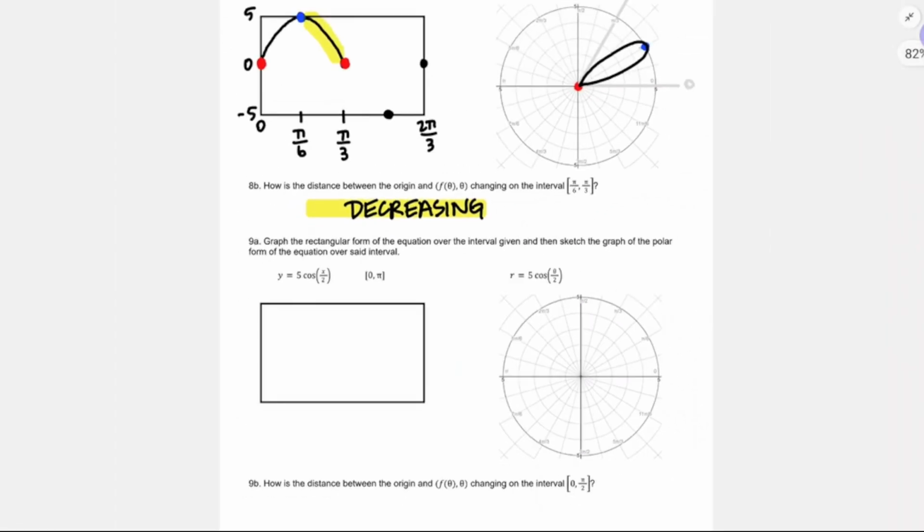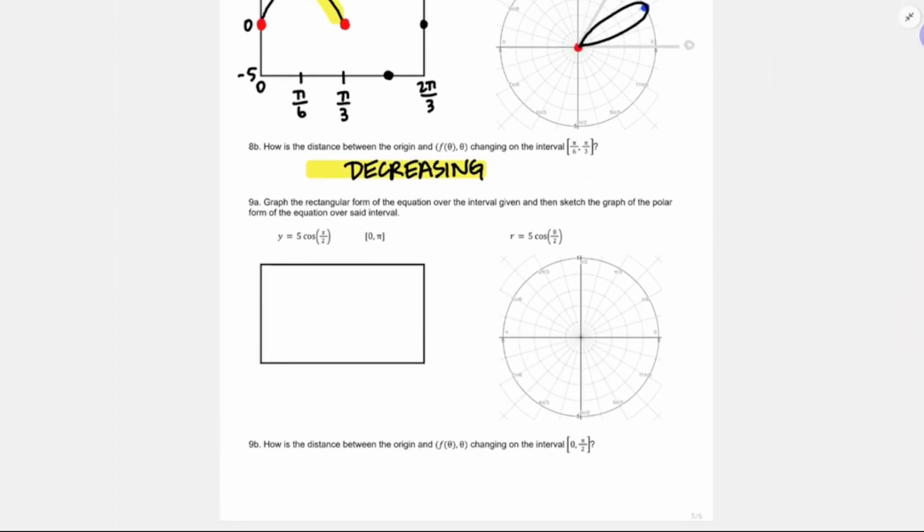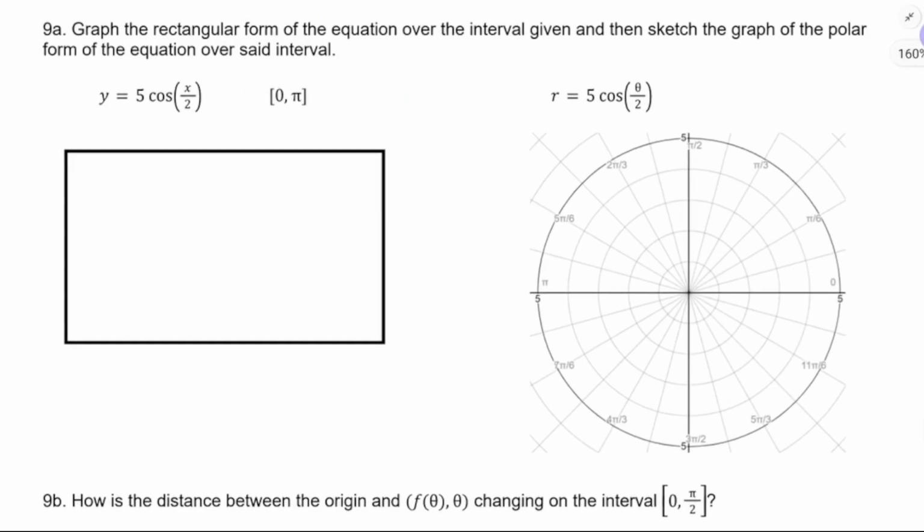Right, and then, I think this is the last one. So graph the rectangular form of the equation 5 cosine of x divided by 2. So this one's getting horizontally dilated by a factor of positive 2, but we're only going 0 to pi. So if it got horizontally dilated by a factor of 2, instead of going from 0 to 2 pi, I'd be going 0 to 4 pi. And so that would make halfway be 2 pi, and then half of that be 1 pi.